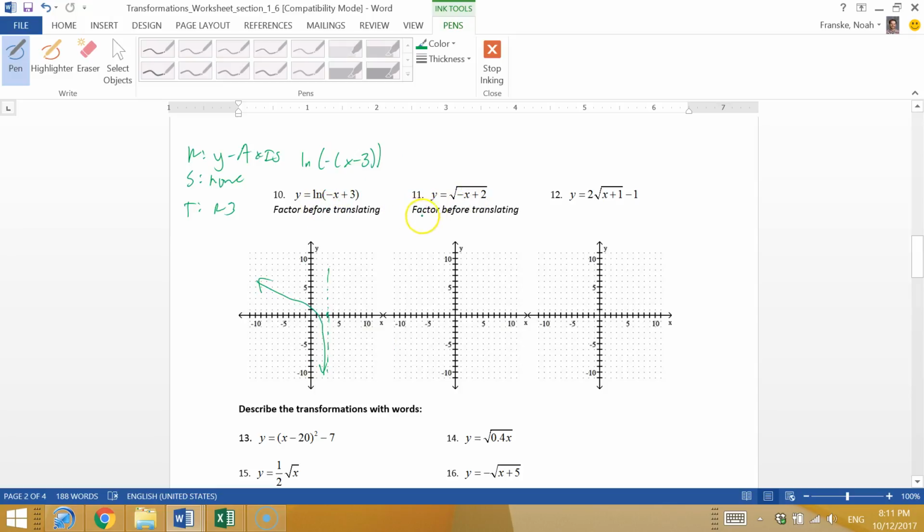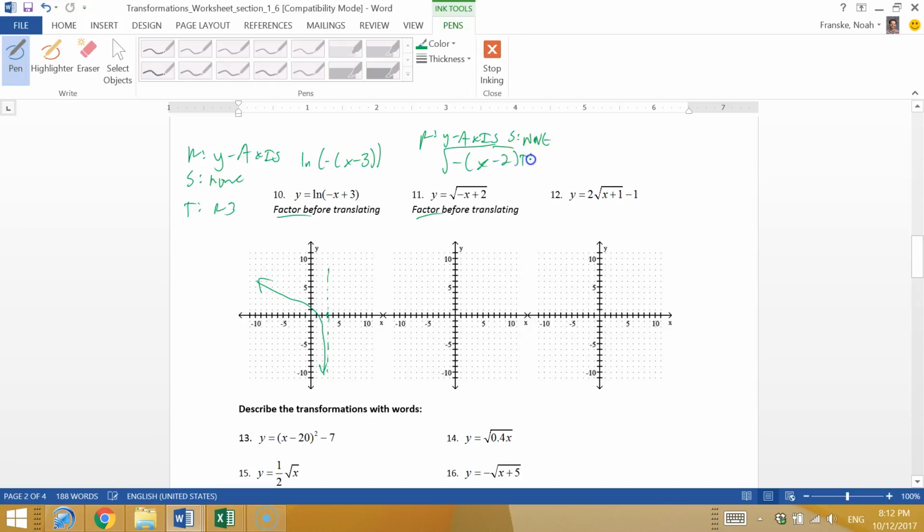Okay, here again, they tell you to factor before translating. Right, that really just means to clean the x. So you have the square root here of negative parentheses x minus 2. So my reflection, on the inside there, so it's going to be y-axis, because the inside means all the x values will change, so it's a y-axis reflection. No scale change.